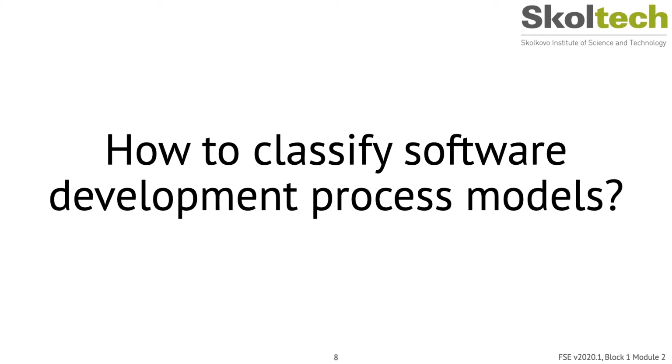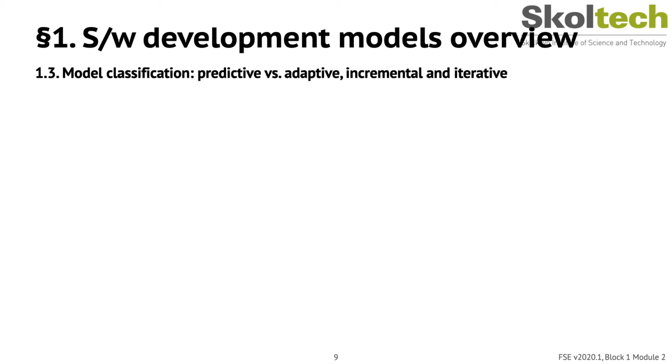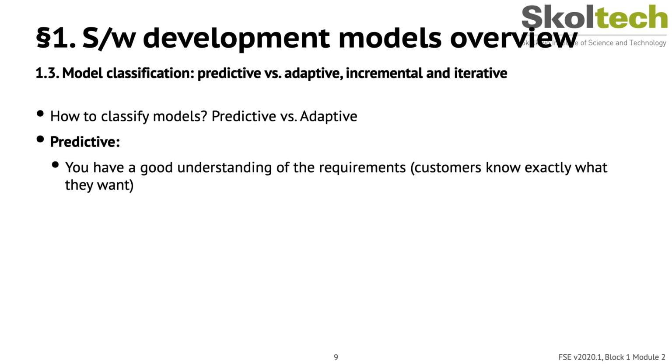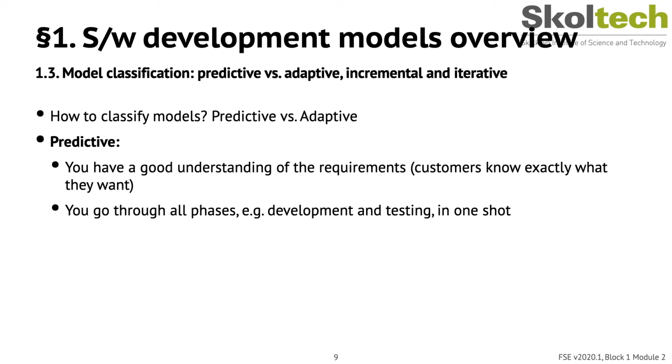Let's try to come up with some classification of the process models and characterize them. One way of classifying models might be viewing them as either predictive or adaptive. In a predictive development model, you predict in advance what needs to be done, and then you go out and do it. So you've got to have a good understanding of the requirements. That supposes that customers already know exactly what they want. You go through all of the phases like development and testing and deployment in one shot.